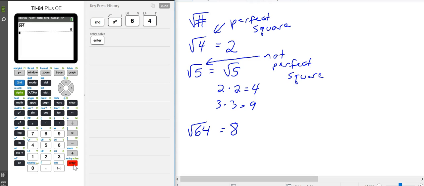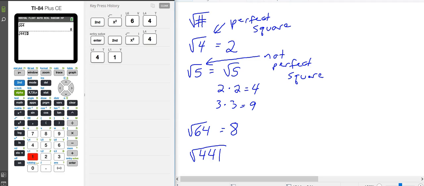That's very useful if, let's say, you have the square root of 441. Now at first you might think, maybe this isn't a perfect square, but how do you know for sure? You can solve it on your calculator. Second x squared to get the square root symbol, then 441, enter, and it tells us it is a perfect square. The square root of 441 is 21.